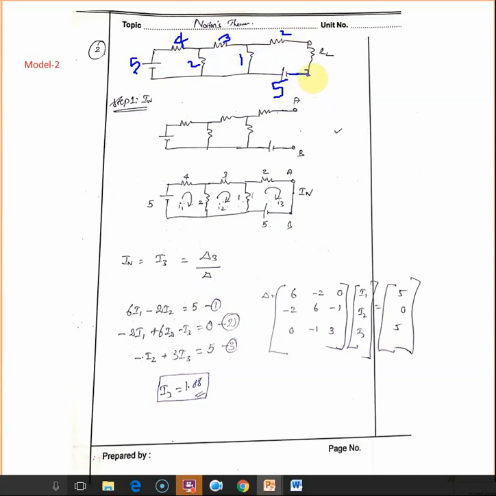So, step number 1 of Thevenin's theorem. What is step number 1 of Thevenin's theorem? A, B. Remove the load. Yes, I have removed it, and write it as VTH. Find the open circuit voltage or VTH across AB. Across AB, this is a resistance, no use, leave it. So, now what is there?